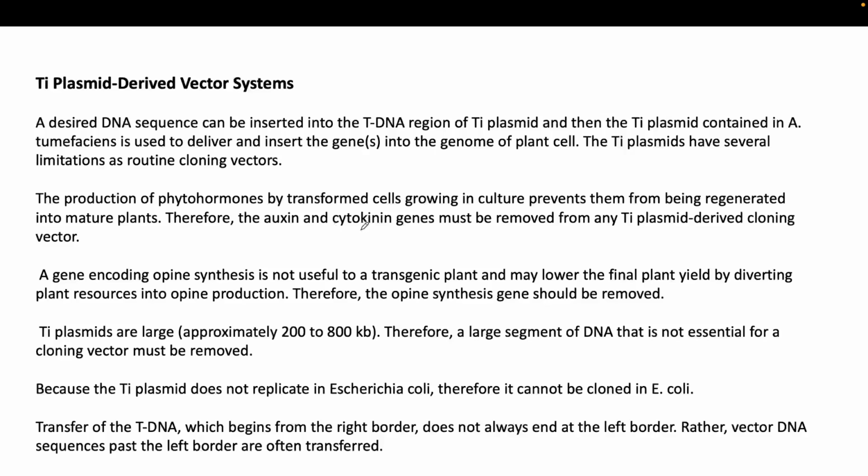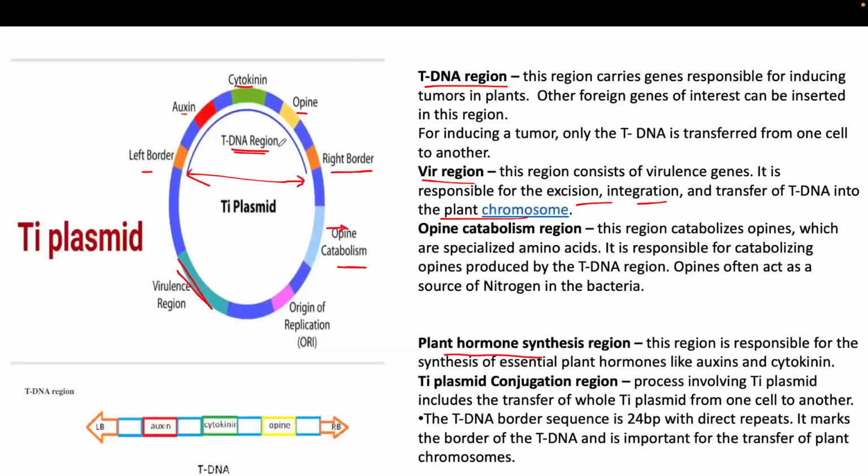So suppose we transfer this Ti plasmid harboring our target gene. When you transfer this Ti plasmid from one cell to another cell, then what will happen? This auxin and cytokinin gene will also be produced simultaneously, so it can cause the crown gall disease in the other cell where it is going to transfer, right. So that's why, when you are transferring your target gene from one cell to another cell, you have to remove these two genes by modifying this Ti plasmid, okay.